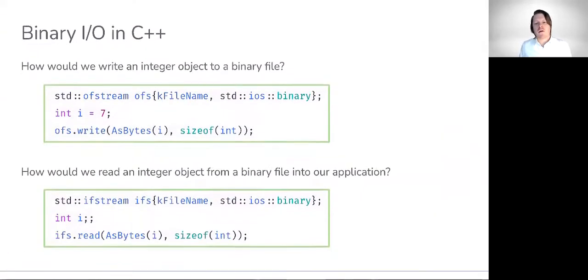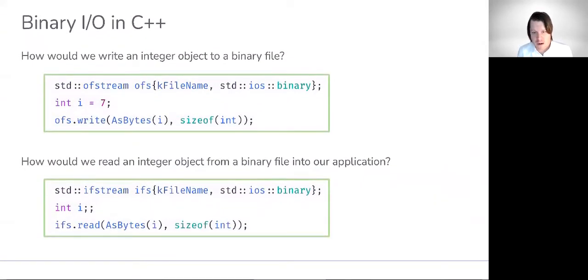So how would we write an integer object to a binary file? Let's say kFileName is some constant for the file that we'd like to write to. We're going to go ahead and open that file in binary mode. And we have this integer object i that we'd like to write to the file. We'd use ofs's write function. We'd specify the address to the first byte of i, so we'd simply say asBytes and pass in i.